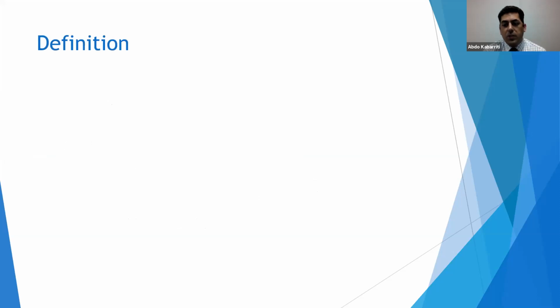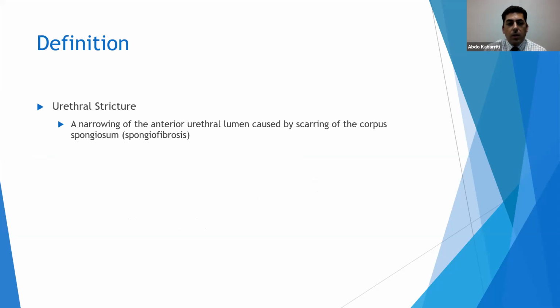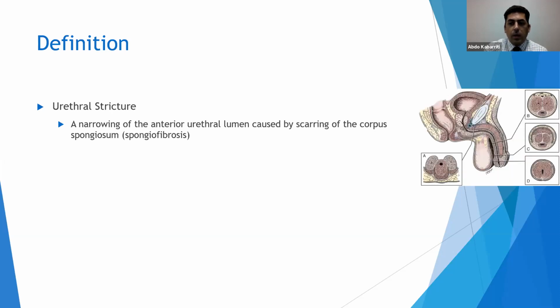So what is the definition of a urethral stricture? And this is a lot of terminology. So the urethral stricture by definition is really a narrowing of the anterior urethral lumen, which is caused by scarring of the corpus spongiosum. Now, remember that the anterior urethra is surrounded by corpus spongiosum, but not the posterior urethra. And as you can see on this image, the urethra actually differs depending on the location with respect to being within the corpus spongiosum.